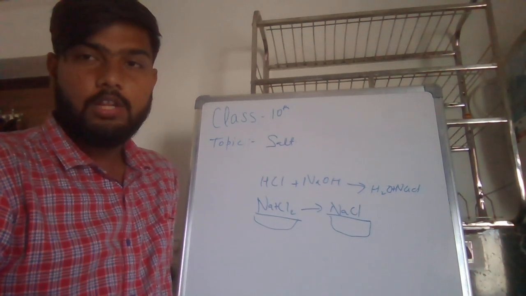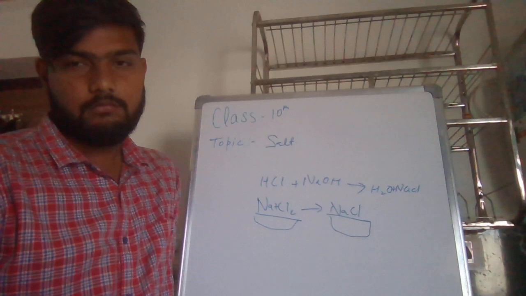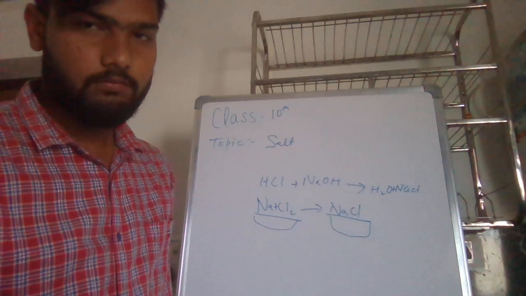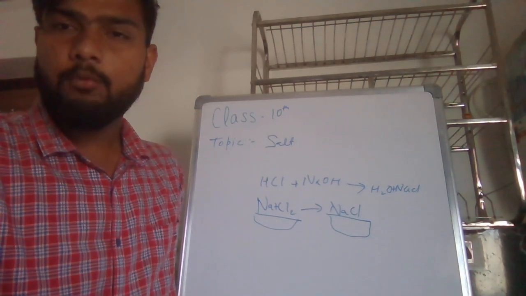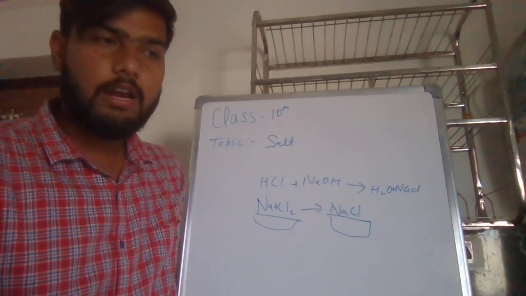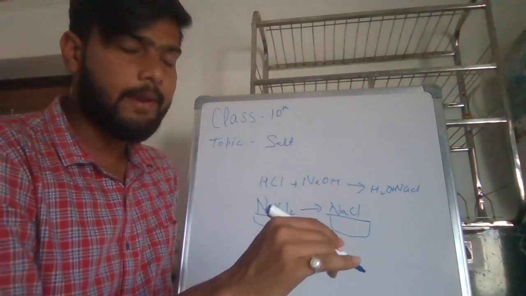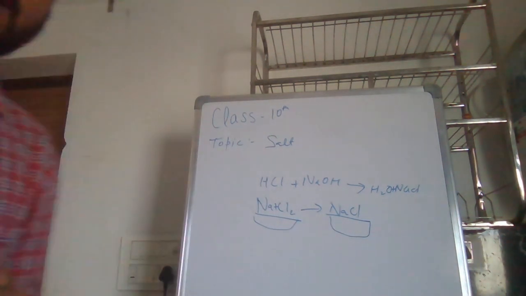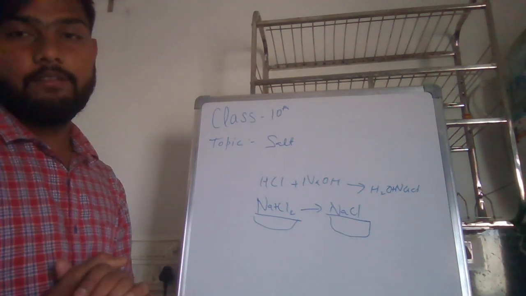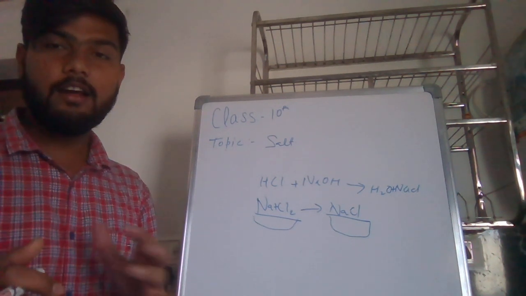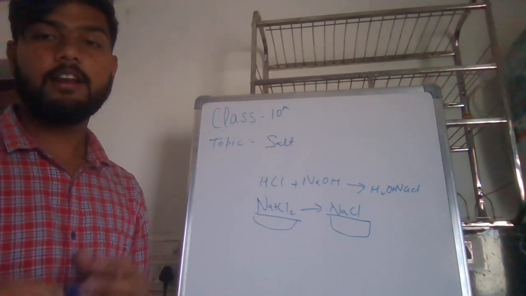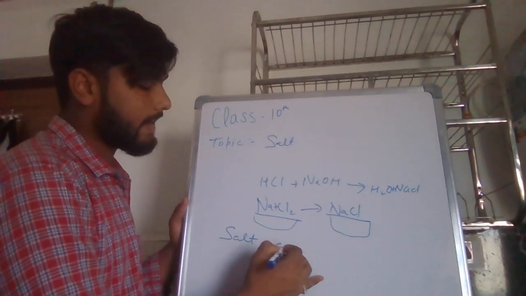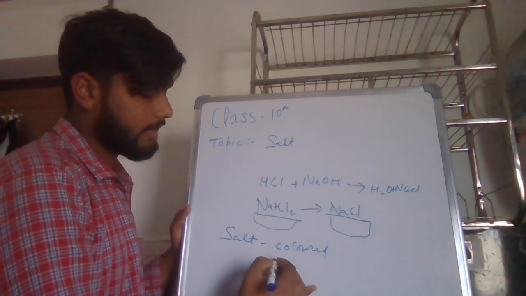Coming to the characteristics of salt, most salts are crystalline solids and most salts are soluble in water, as we saw in the experiment when I put the salt in the water and it dissolved. Natural salts are odorless, and salts can be colorless or colored. It can be both.